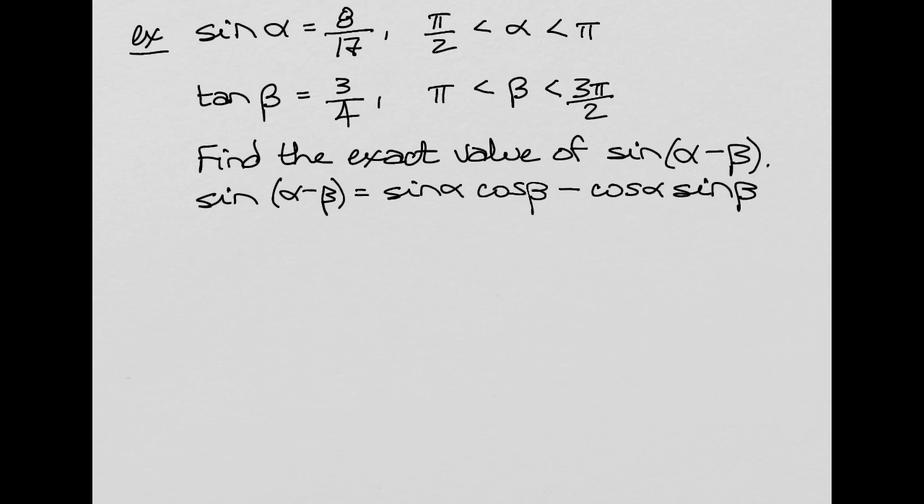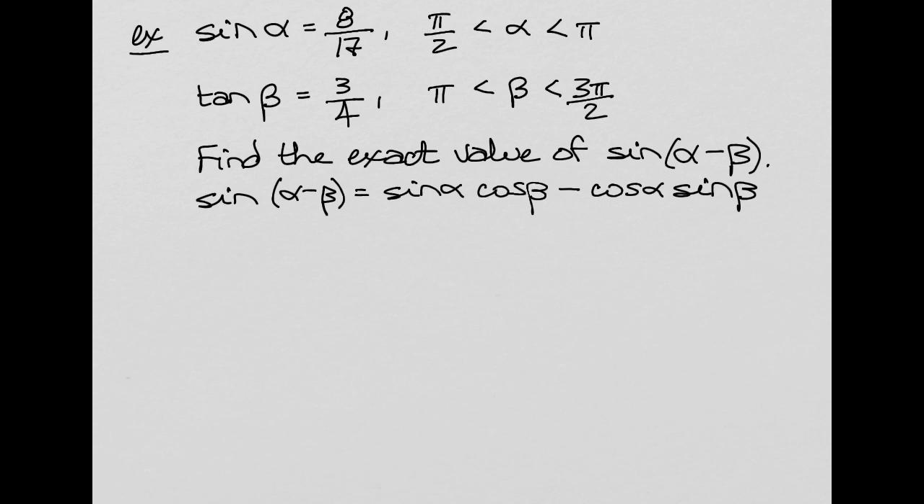I'm going to need sine alpha. Well, cool, I have that. I need cosine of beta. Well, I have the tangent of beta, but not the cosine. I need the cosine and the sine of beta. So out of all that, all I have is the sine of alpha, but the good news is we can find the rest of those pieces to this puzzle.